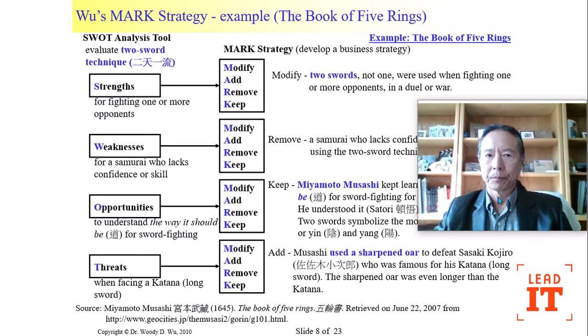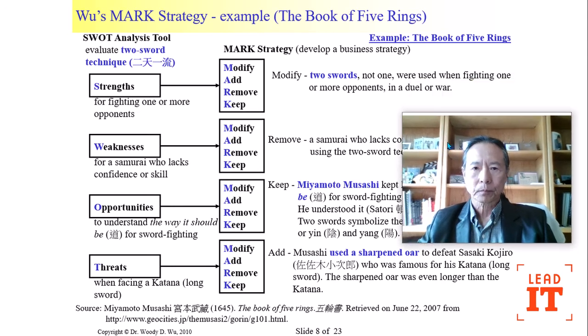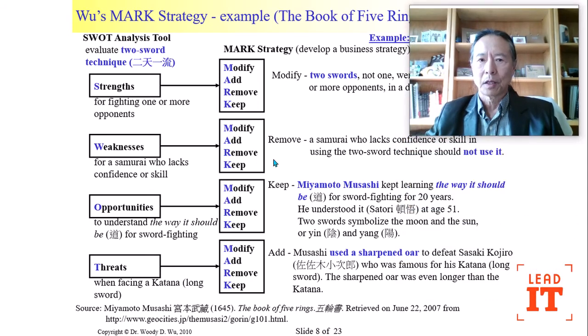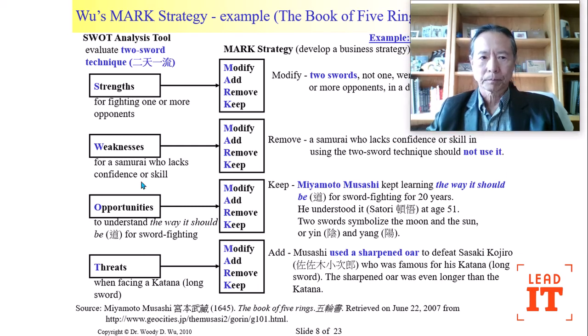Here comes an example. With the two-sword technique of Miyamoto Musashi, the strengths here, what are you going to do? You modify. Instead of one sword, use two swords in the fighting. Weaknesses. A samurai who lacks confidence or skill in using two swords should not use it. That's weaknesses. Or even Miyamoto Musashi himself, if his condition physically or mentally is not in the best situation, may not want to use two swords at one time. Opportunities.